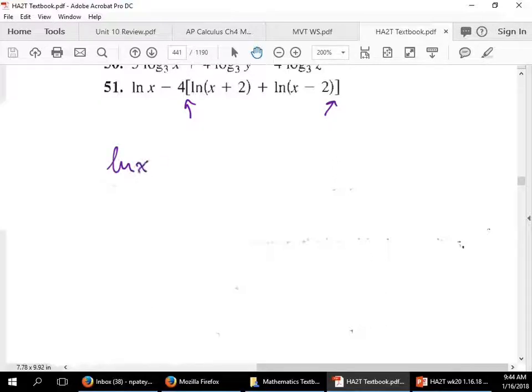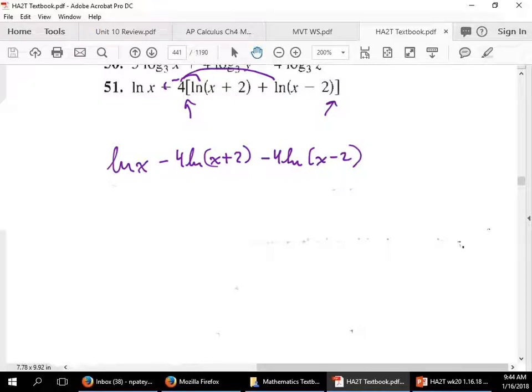Natural log of x minus 4 natural log of x plus 2. I'm distributing it. I'm going 4 times that natural log. Actually, that's a negative 4, huh? And then negative 4 times that natural log. So we get negative 4 natural log of x minus 2. All right, we got rid of those dumb brackets.